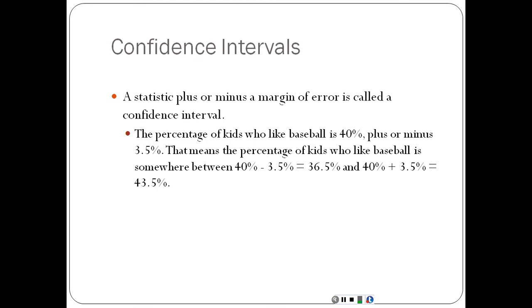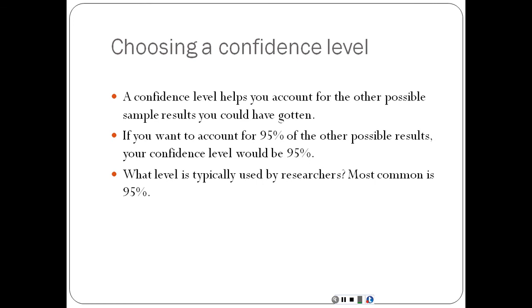With all confidence intervals, you have a certain amount of confidence in being correct with your sample in the long run. Expressed as a percent, the amount of confidence is called your confidence level. A confidence level helps you account for the other possible sample results you could have gotten when you're making an estimate of a parameter using the data from only one sample. If you want to account for 95% of the other possible results, your confidence level would be 95%.